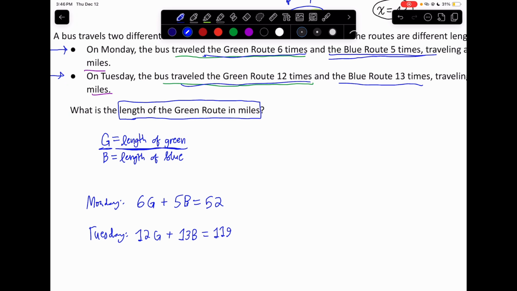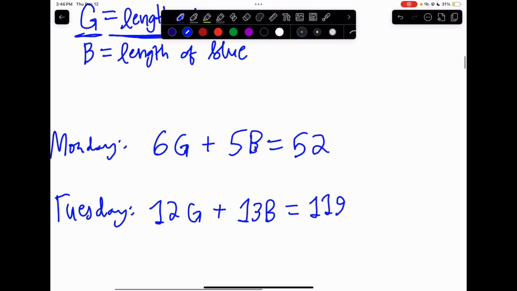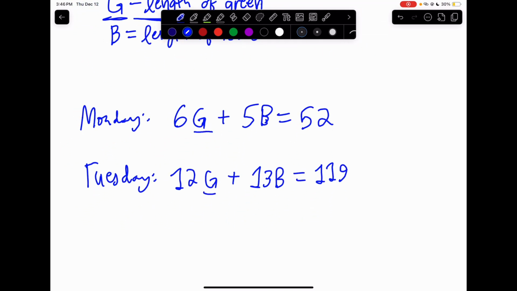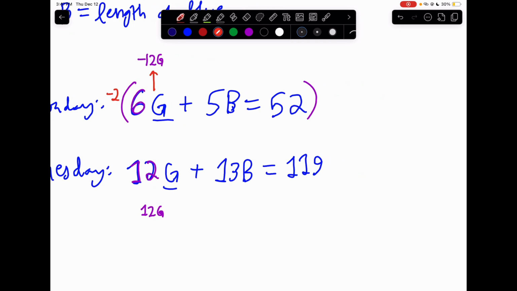Okay, and then I would love to be done, but I'm not done because it wants me to solve. Find the length. So let's see. I want to solve for the length of the green route, so I want to end up with G equals, but right here, G is just so much easier to eliminate than B is, so I'll do it the long way around. I'm going to eliminate my G's. So a common multiple of 6 and 12 is, of course, 12. So I already have my positive 12G, so to make this one my negative 12G, I've got to multiply everything by negative 2.